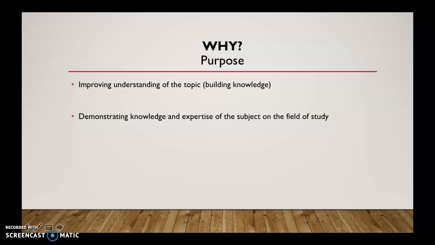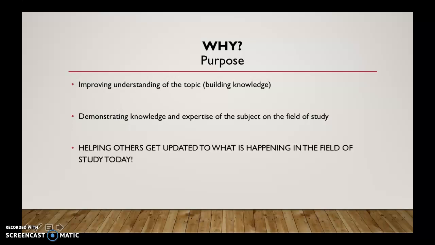And finally, the last one and the most important one is to help others understand what has been happening in the past when we bring it to the present. So everything is clear and everyone is already working on the ideas that have to be taken into consideration.